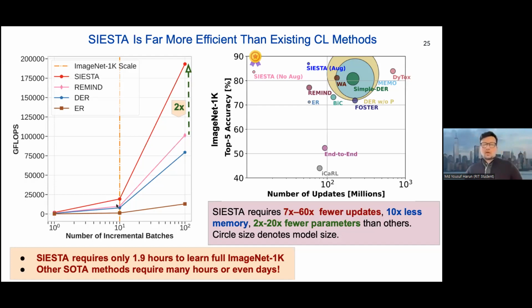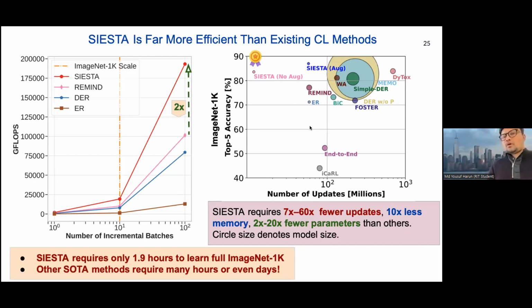For example, let's say we take ImageNet and make a 10x larger dataset. It shows that Siesta achieves 2x more efficiency than Remind, which is also a very efficient state-of-the-art method. And on the right side, we try to compare Siesta with a number of different continual learning methods in terms of number of updates.